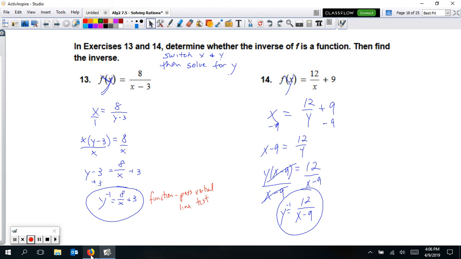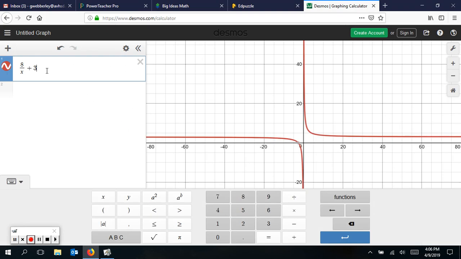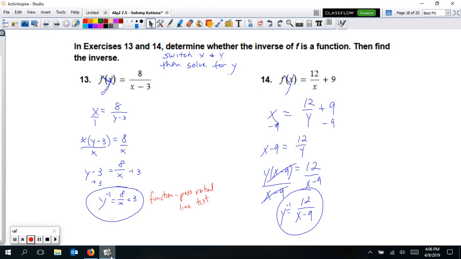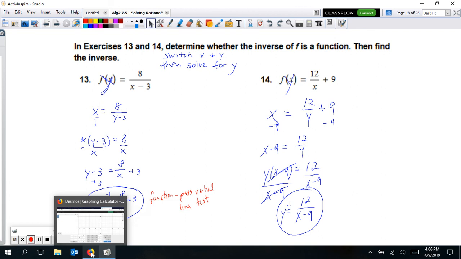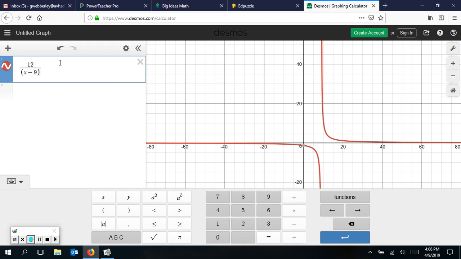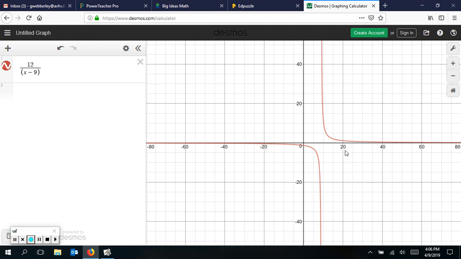So let's go back to Desmos over here. Let's go ahead and get rid of all of this and type in our new one. So our new one is 12 over x minus 9. So let's put 12 divided by, and I'm going to put in parentheses, x minus 9, close the parenthesis there. So that's what I'm looking for.